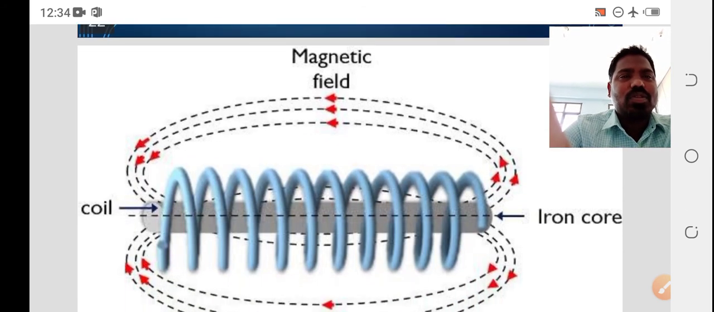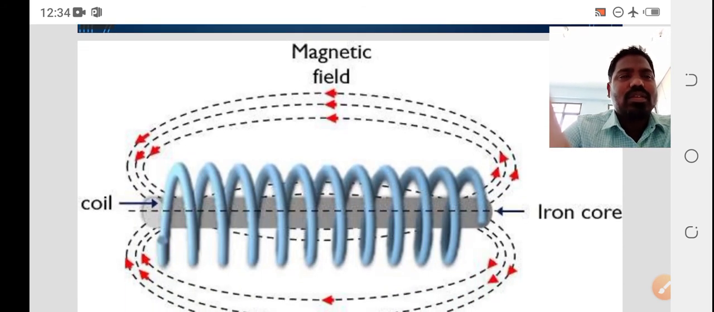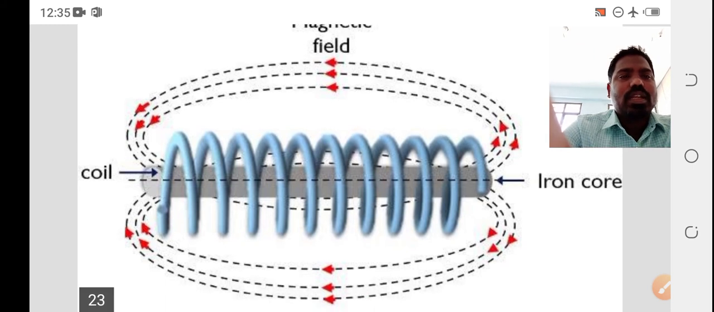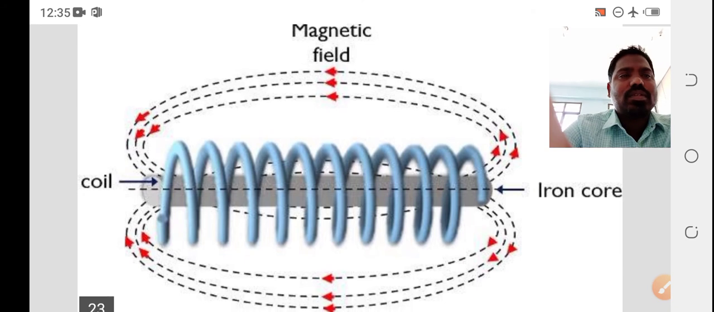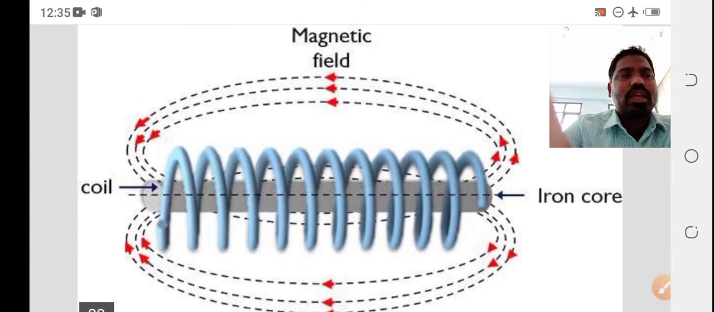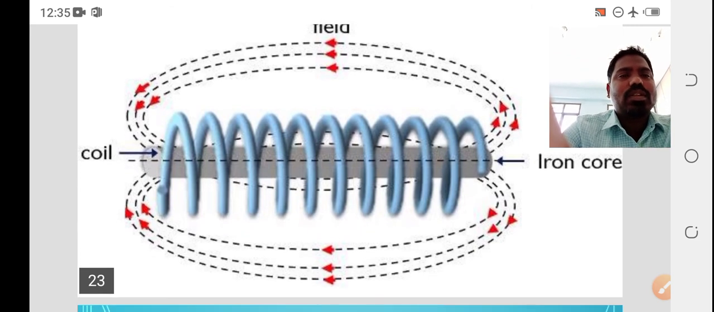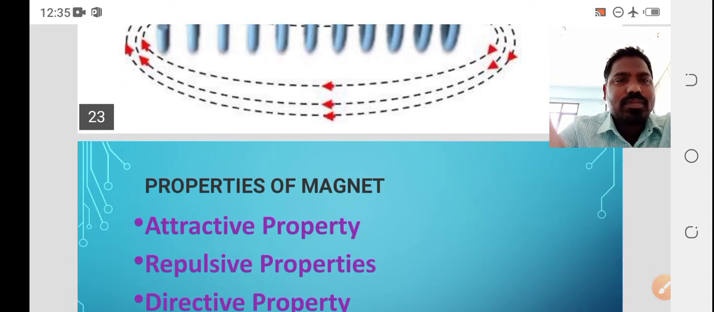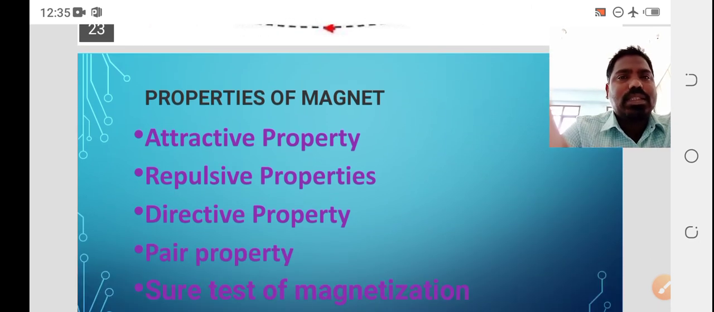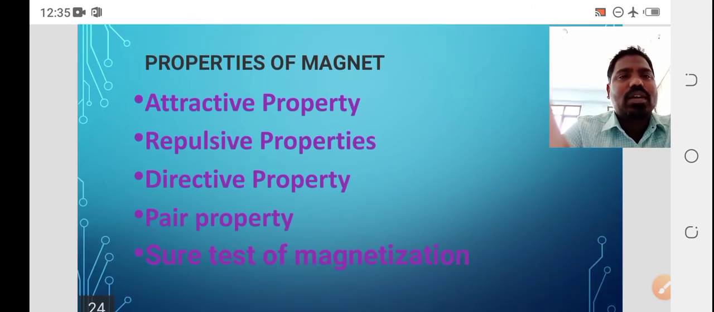So this is about the electromagnet: iron core and copper coil wire. This is about the wrapping nature. Whenever it is exposed to the electric current, it shows a certain amount of magnetic property, and then it will be considered a magnet. That's it, a magnet.